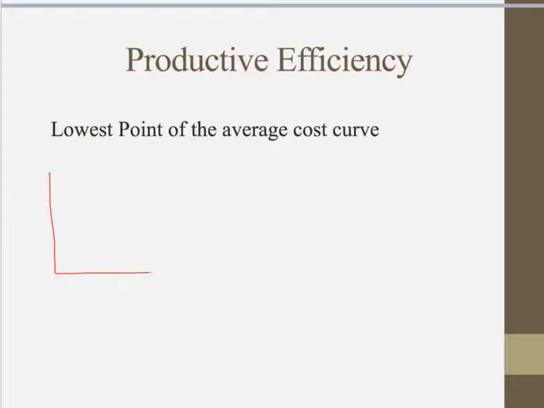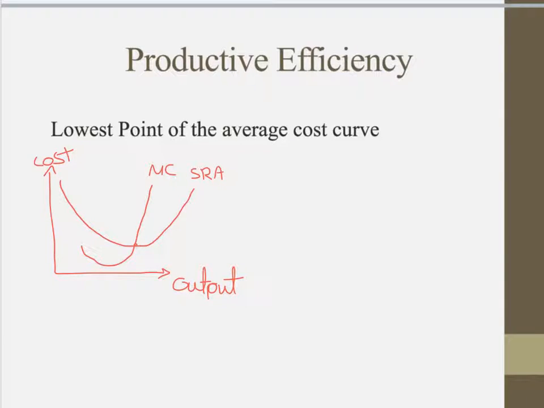So if you have your average cost curve where you have your output on your x-axis and your costs on your y-axis, if you move along your average cost curve, so this will be your short run average cost, where your marginal cost crosses at its lowest point. So remember, your marginal cost will cross your short run average cost at the lowest point on the curve, and at this point A, you are productively efficient. So you're productively efficient, as I said, when you're producing the lowest possible cost per unit of output.